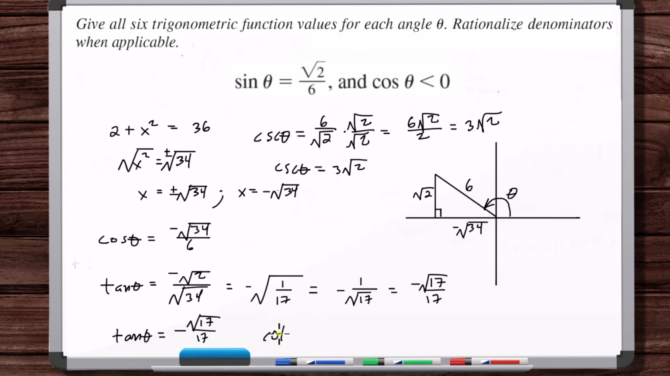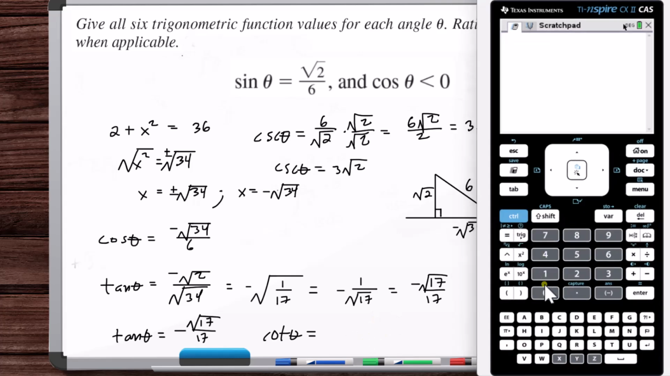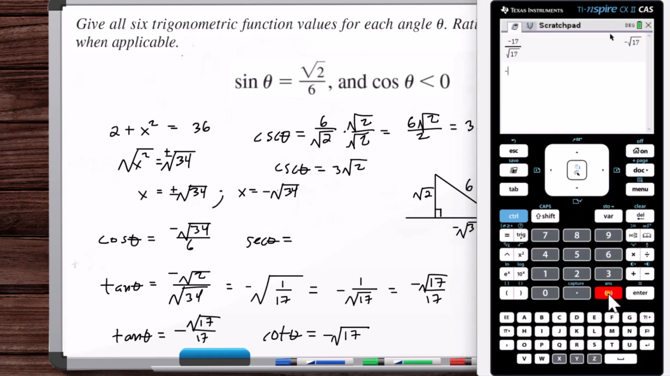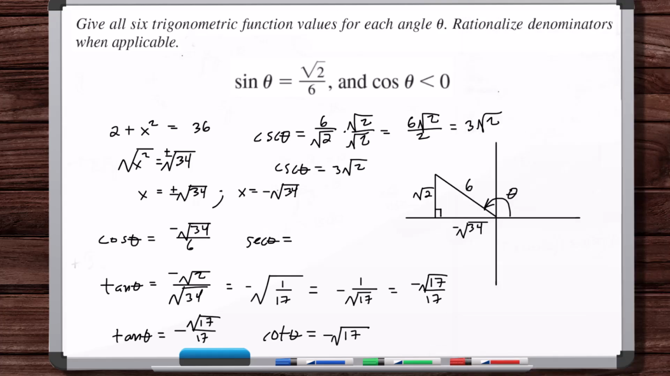Okay, cotangent is minus 17 over root 17. All right, so minus 17 over root 17 is minus root 17. Okay, and then secant is going to be minus 6 over root 34. Minus 3 root 34 over 17.